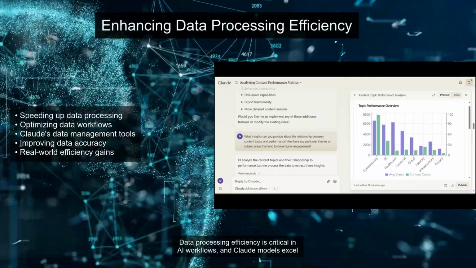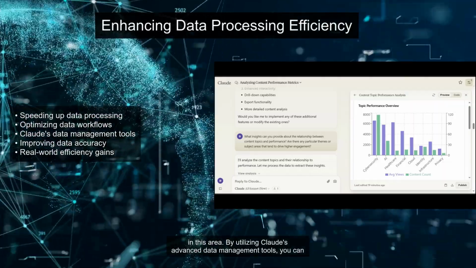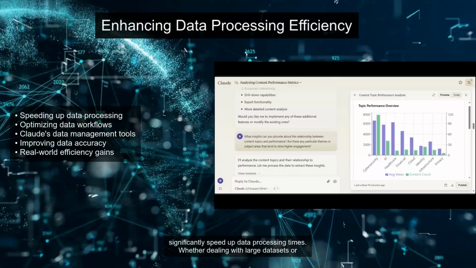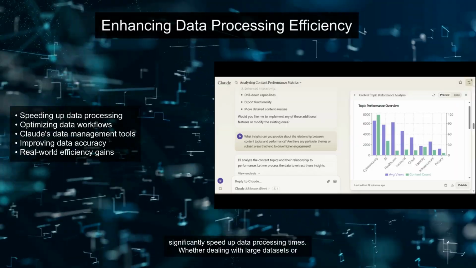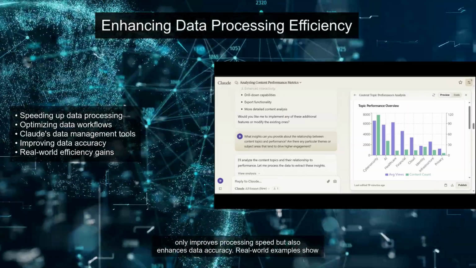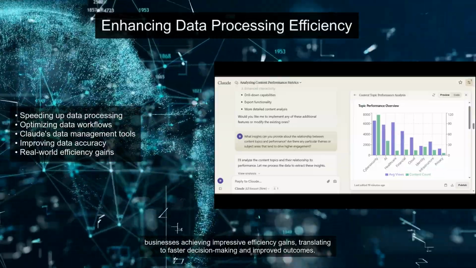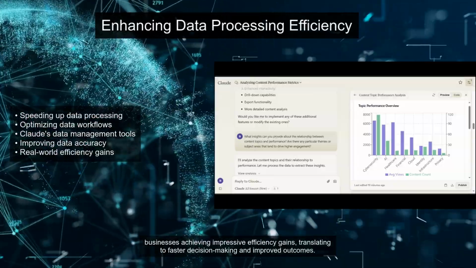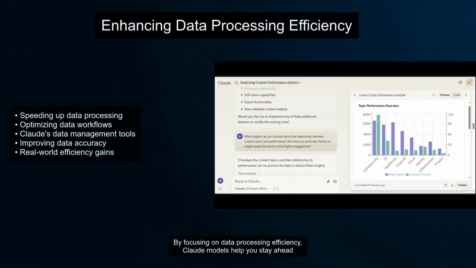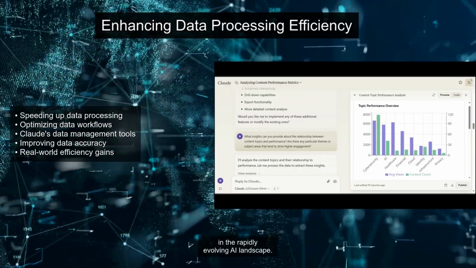Data processing efficiency is critical in AI workflows, and Claude models excel in this area. By utilizing Claude's advanced data management tools, you can significantly speed up data processing times. Whether dealing with large datasets or complex data structures, Claude's optimization capabilities ensure smooth data workflows. This not only improves processing speed but also enhances data accuracy. Real-world examples show businesses achieving impressive efficiency gains, translating to faster decision-making and improved outcomes. By focusing on data processing efficiency, Claude models help you stay ahead in the rapidly evolving AI landscape.